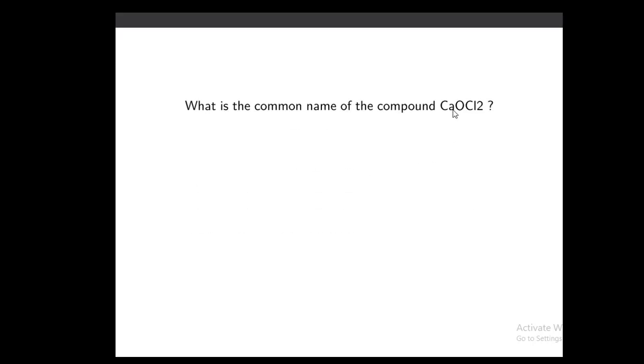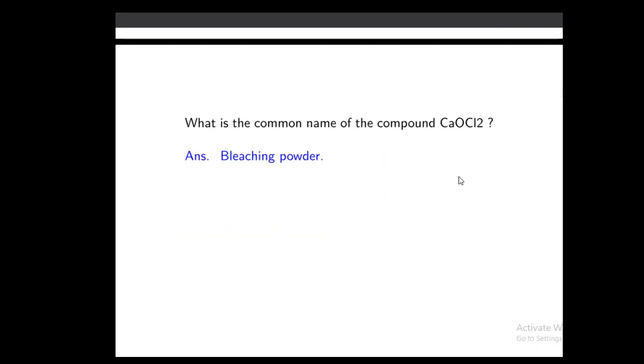So here, what is the common name of CaOCl2? The common name of CaOCl2 is nothing but bleaching powder, right? It is bleaching powder. So that is the common name, and the chemical name or scientific name is CaOCl2.